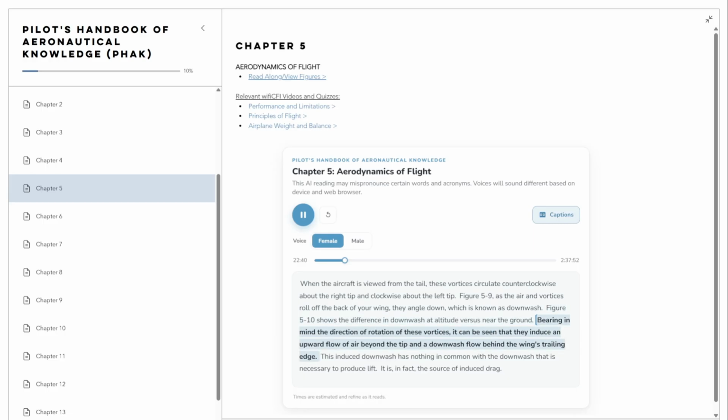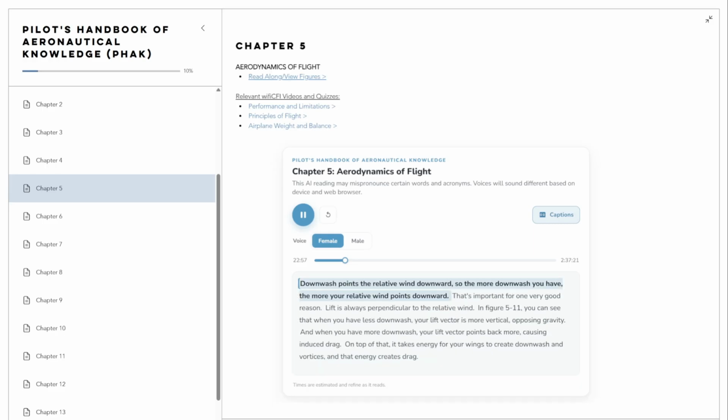Bearing in mind the direction of rotation of these vortices, it can be seen that they induce an upward flow of air beyond the tip and a downwash flow behind the wing's trailing edge. This induced downwash has nothing in common with the downwash that is necessary to produce lift. It is, in fact, the source of induced drag. Downwash points the relative wind downward, so the more downwash you have, the more your relative wind points downward. That's important for one very good reason.